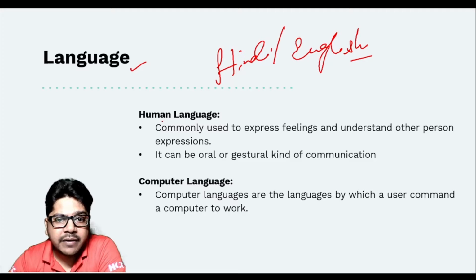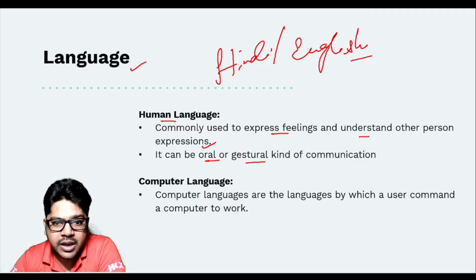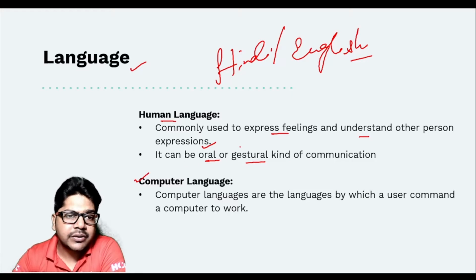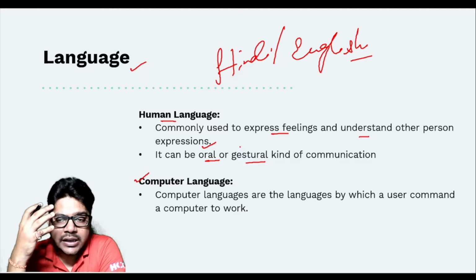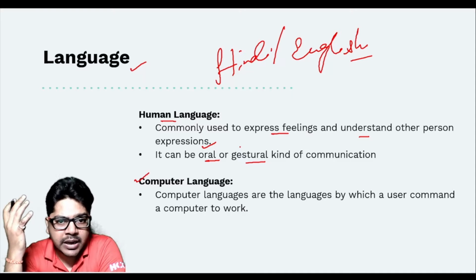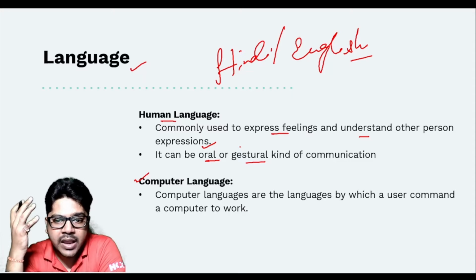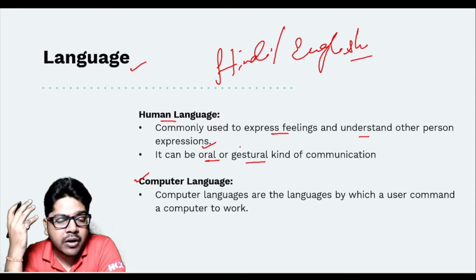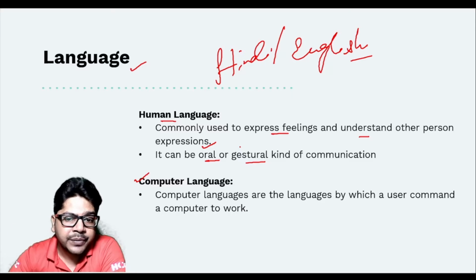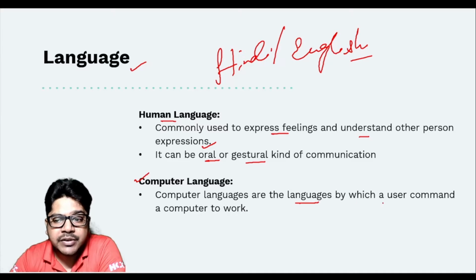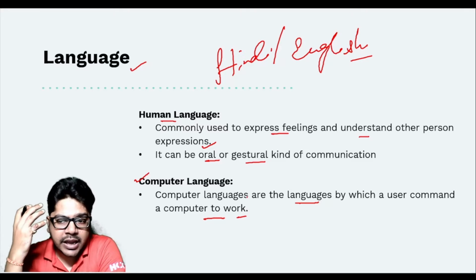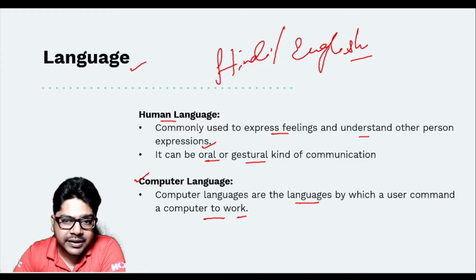Humans have a language which is used to express feelings and understand another person's expression. It can be oral or gesture kind of communication. But a computer does not understand our language. They do not understand Hindi, English, Tamil, Telugu, Bengali, Marathi, Gujarati or any other language. So what do we need to do? How are we going to make the computer understand? Computer languages are the languages by which a user commands a computer to work. Computer language is nothing but a language through which we command a computer. So basically there are two things.